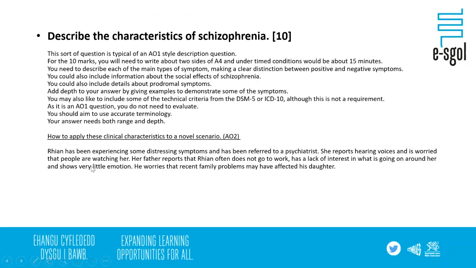So you would have to look at the relationship she has with her father. Does that mean that she is having some family problems? Does that link to the double bind theory? Does it mean that she needs to have some cognitive behavioural therapy to deal with her thoughts around her family problems? So it's looking at it in a different way. Those AO2 questions are tricky. They are your higher order questions.